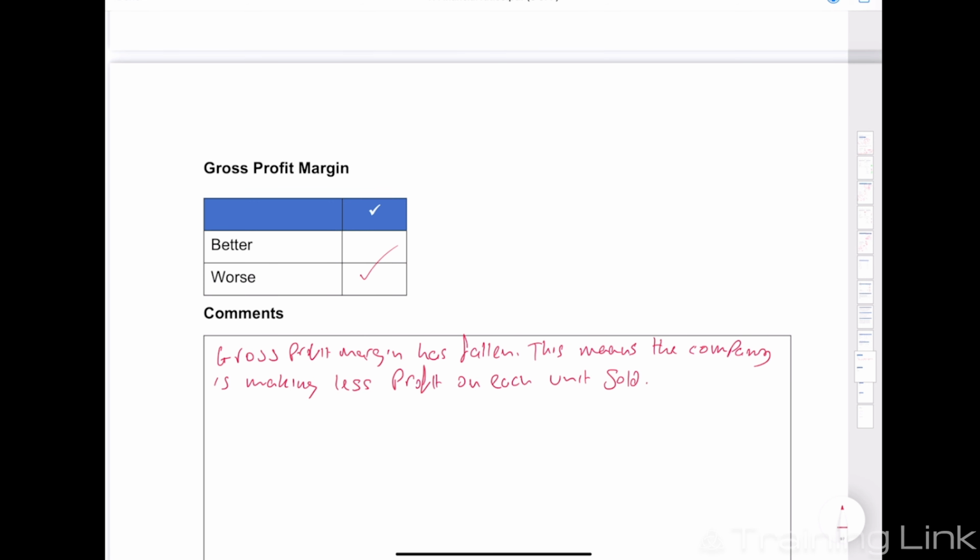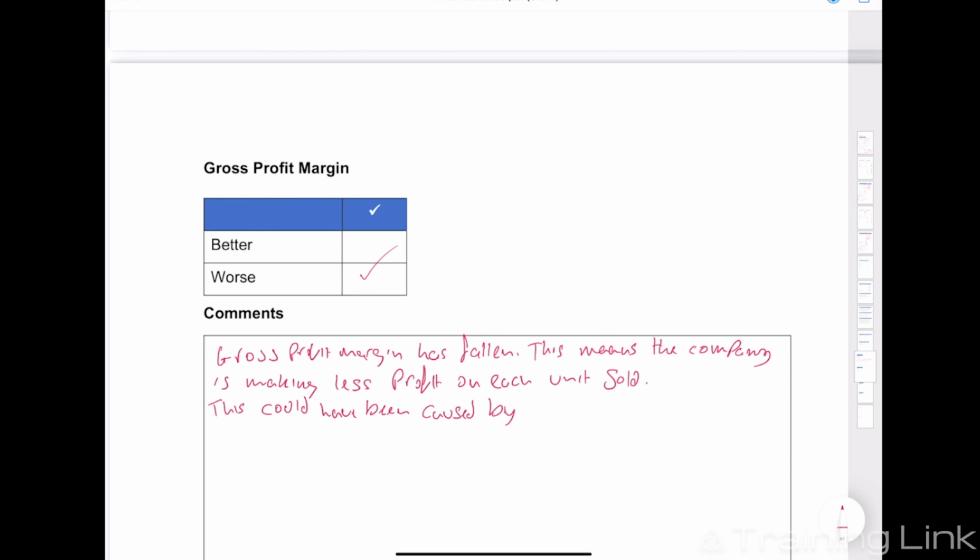So why may that have happened? So that would be the next thing that I think about. What could have caused that? So this could have been caused by, so it could be that we've had an increase in material. So our cost of sales may have gone up.